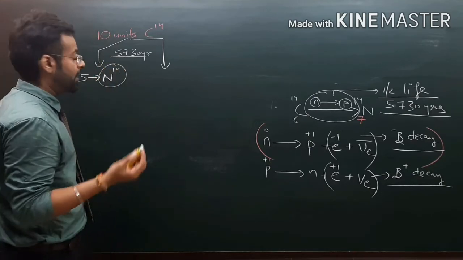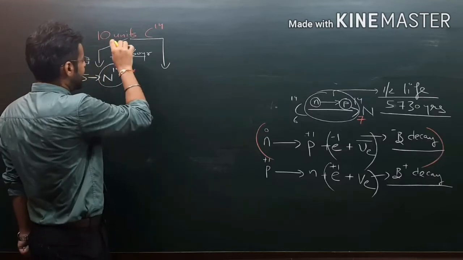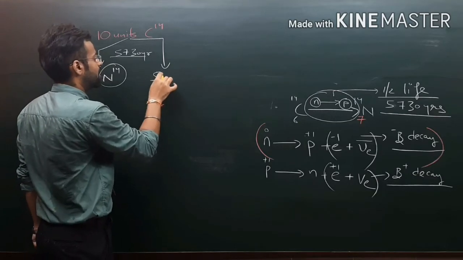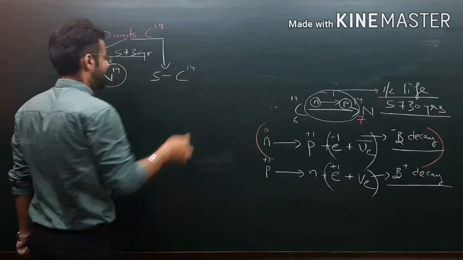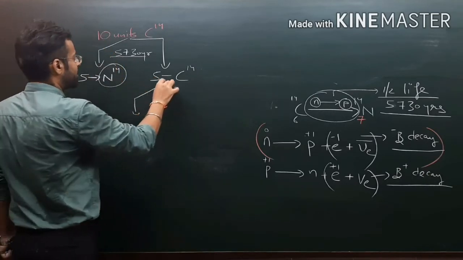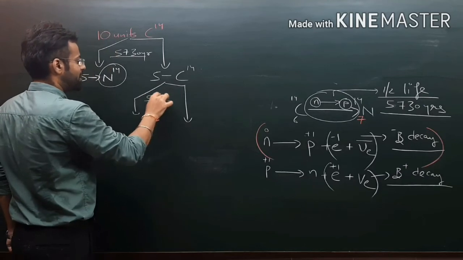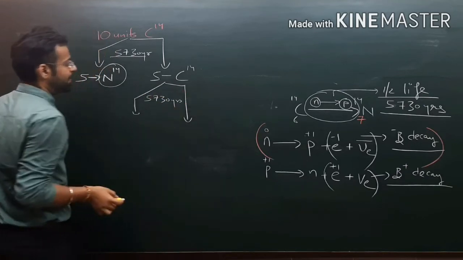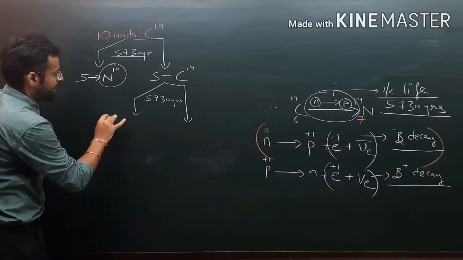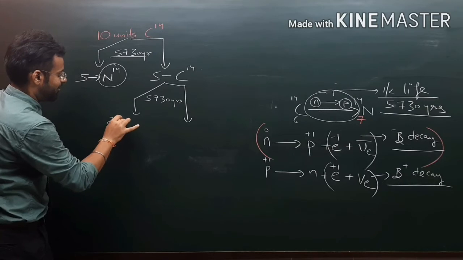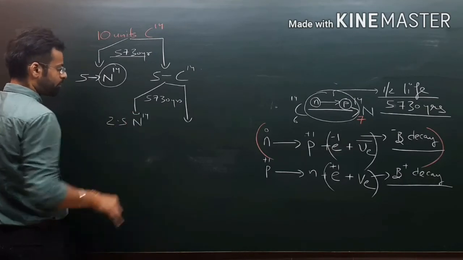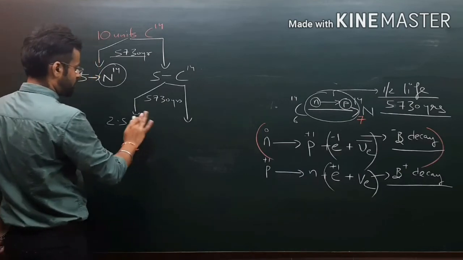And what happens to the other 5? The other 5 is still carbon 14 with a half-life of 5730 years. After another 5730 years, this 5 becomes half, 2.5. So 2.5 becomes nitrogen 14.